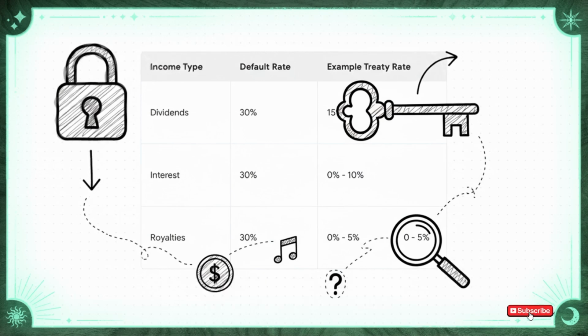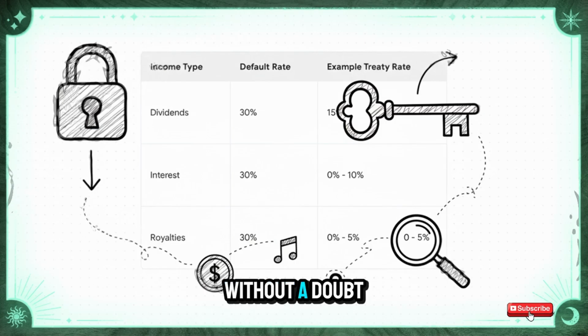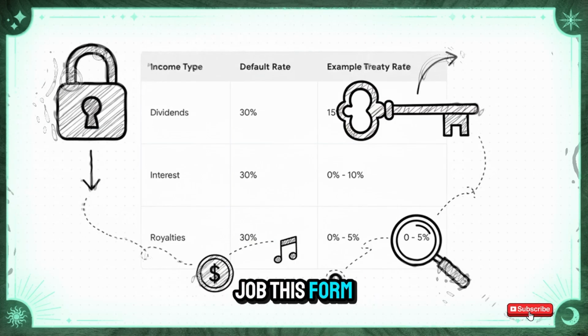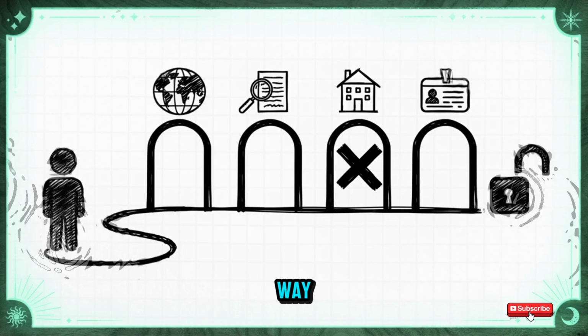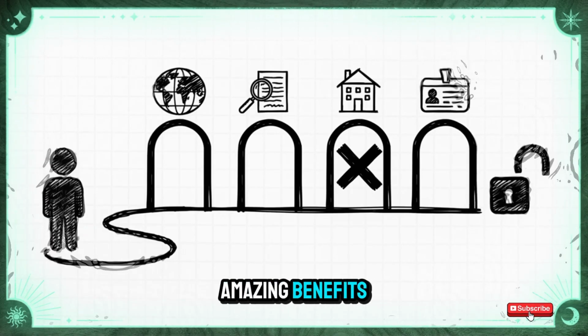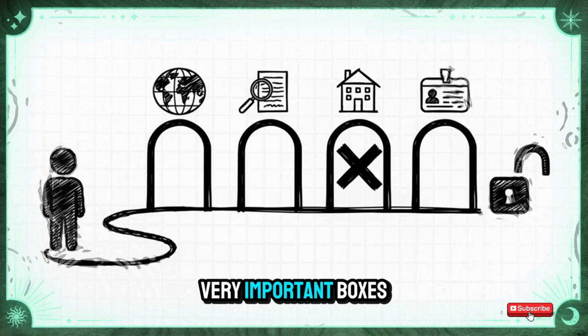Interest and royalties, man, those can drop all the way down to 10, 5, or even 0%. This is, without a doubt, the most important job this form does. But wait, this isn't just an automatic freebie. No way. To unlock these amazing benefits, you have to check a few very important boxes.